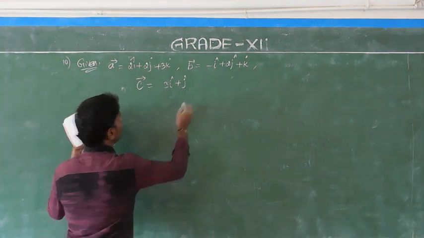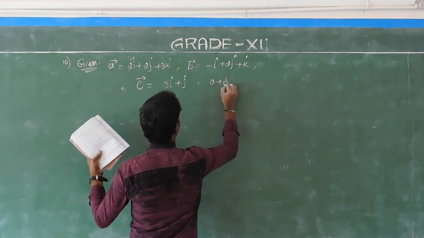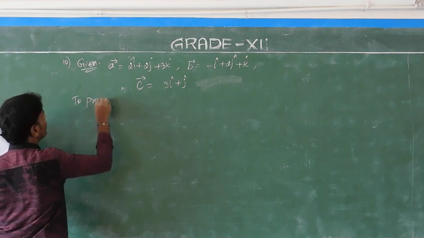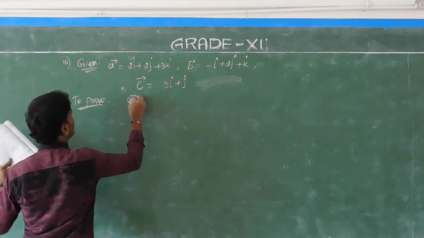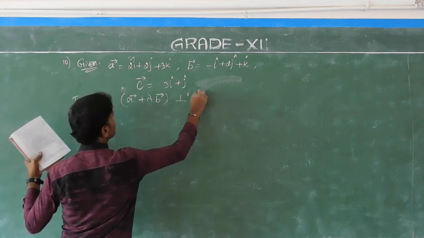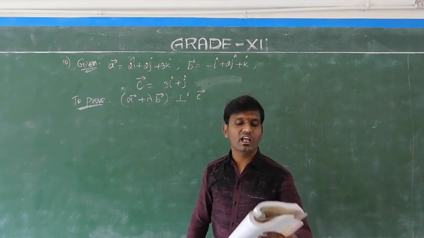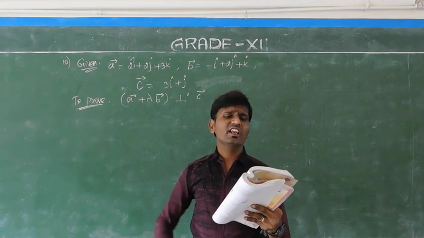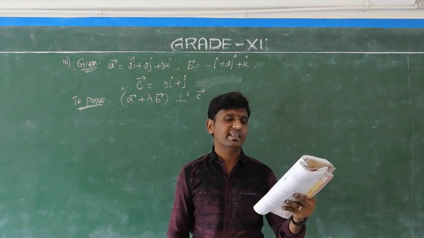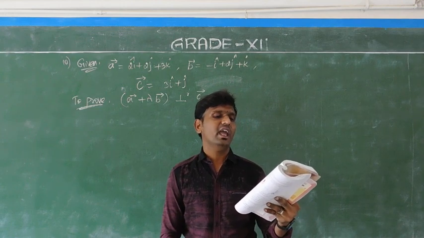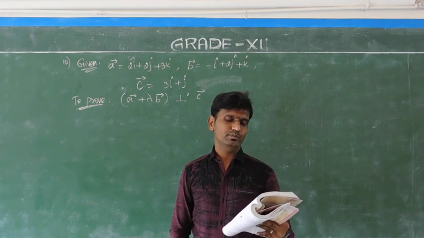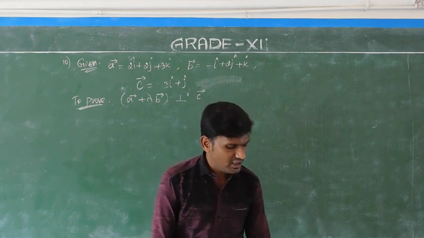Okay, such that a condition is given. What does that mean? A plus lambda b vector is perpendicular to c vector, and I want you to prove it. Once again I read the question, listen. If a vector equal to 2i plus 2j plus 3k and b vector equal to minus i plus 2j plus k, then c vector equal to 3i plus j are such that a plus lambda b vector is perpendicular to c vector, then find the value of lambda.